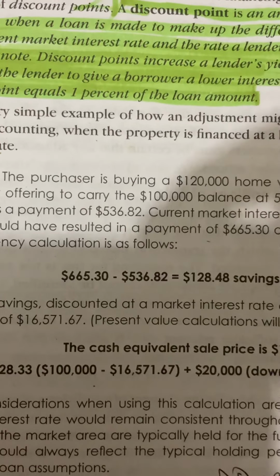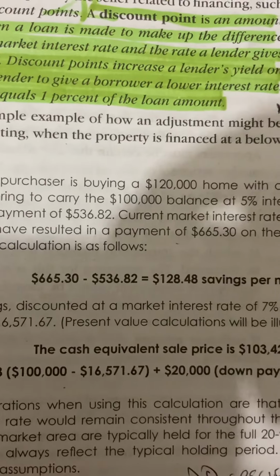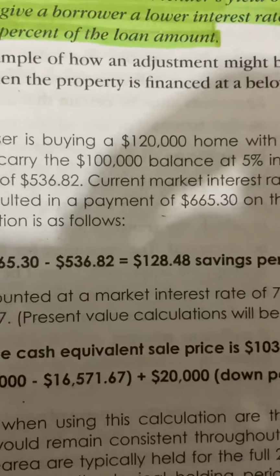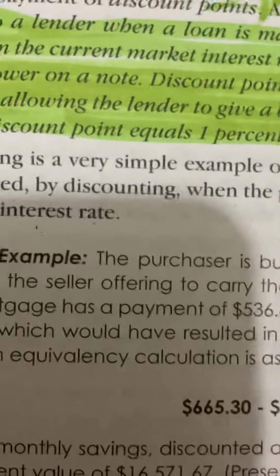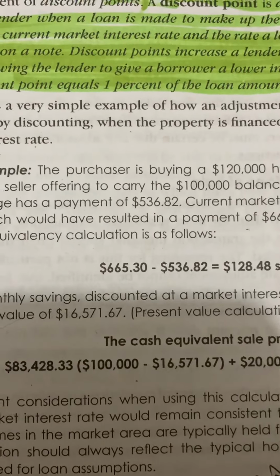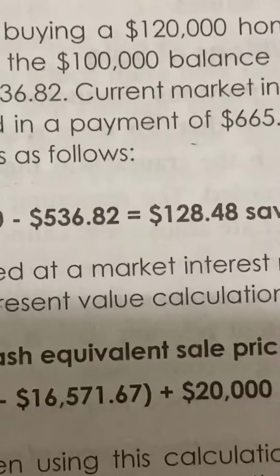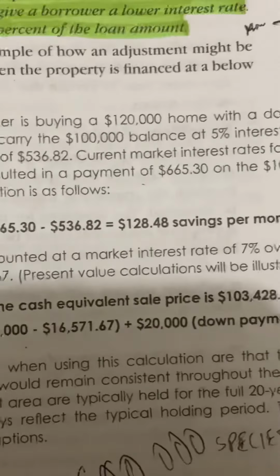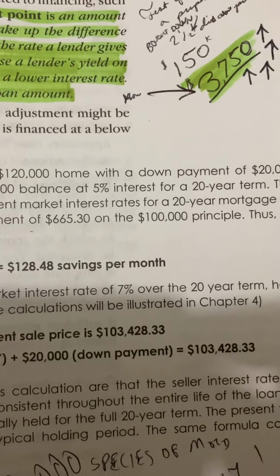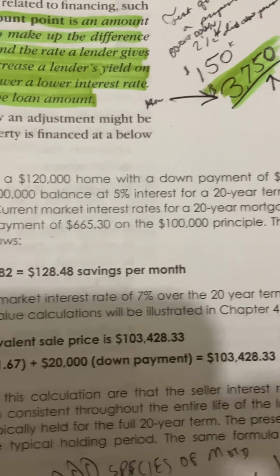$100,000 minus $16,571.67, plus $20,000 down payment, equals $103,428.33.